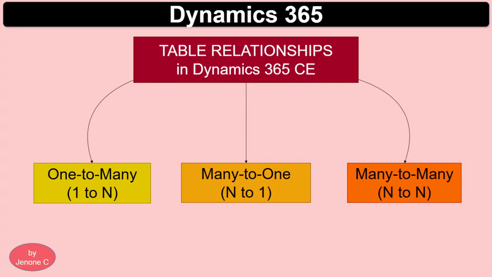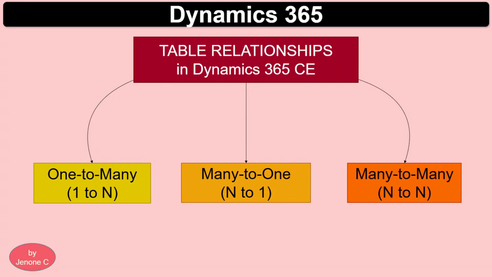Basically, in Dynamics 365 or in Dataverse, we have three main types of relationships. One is one to many, then we have many to one, and then we have many to many. One to many is basically like one record from the primary table can be linked to many records in the related table. If you see the out of the box application, we have the account and contact relationship, which is one to many, where one account record can have multiple contacts.